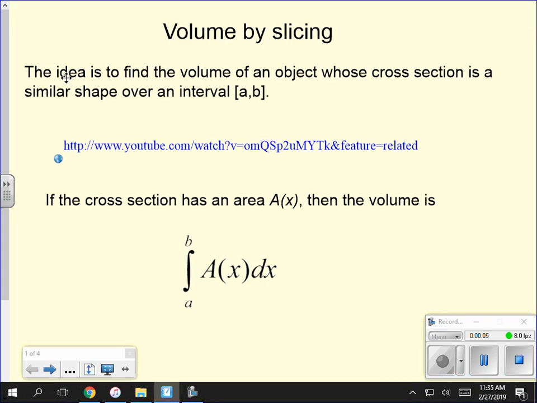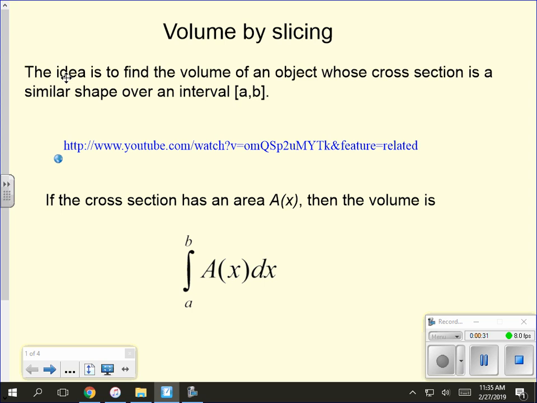So what we're doing today is volume by slicing. The idea is we take an object and slice it up into an infinite number of slices and add those slices together. There's a nice video to watch, the bread demonstration, which does the same thing. If you want to watch it, it'll be in the notes. It's a nice little demo, but it's really not that fantastic.